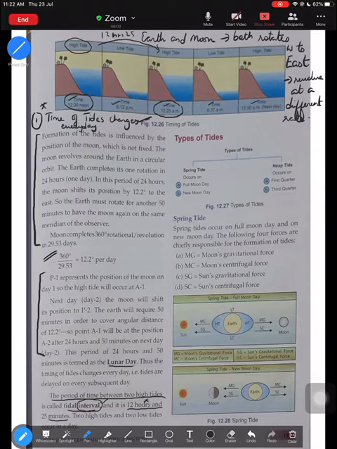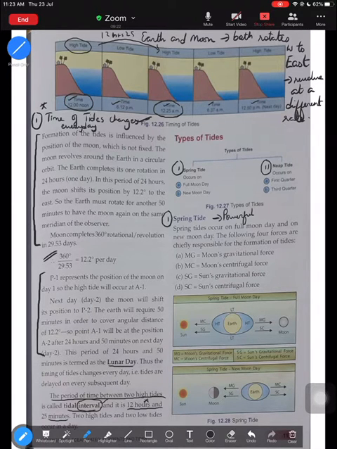Now, moving to the second goal for today's class, types of tides. So we're going to look at the different types of tides. Basically, there are two main types of tide. One is a spring tide, and second is a neap tide. So we'll start with the first one. Spring tide is basically a very powerful tide. So it's known as a very powerful tide.